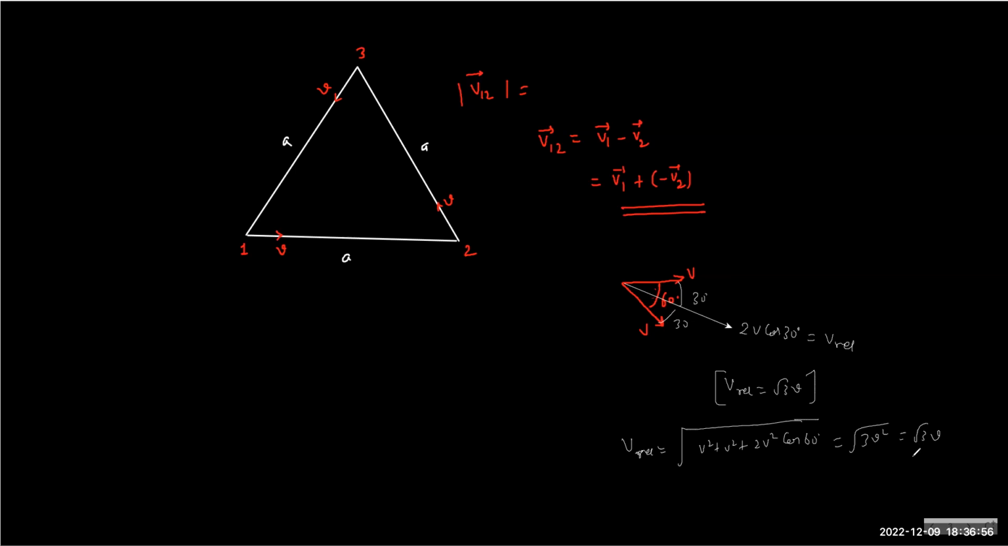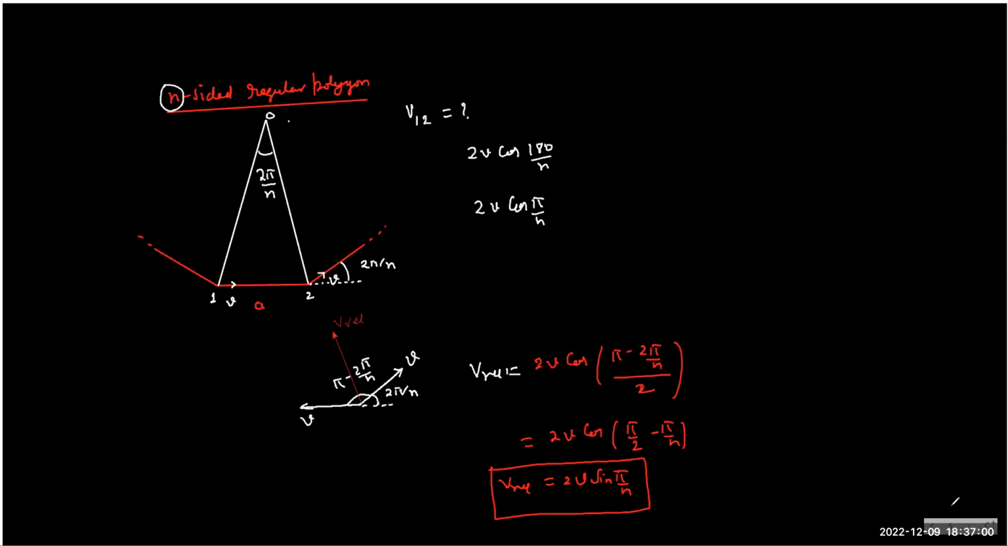Okay. So relative means what? V12 means V1 minus V2 in vector form. And what is the meaning of the negative of a vector? A vector with the same magnitude and opposite direction. I hope this is clear to all of you. Is this clear? Siddhant, Harry, Prashansa. Yes, sir.